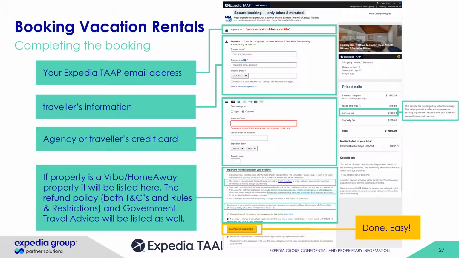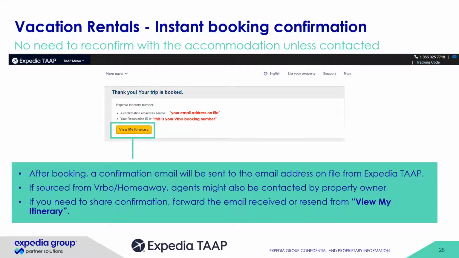There might be differences when it comes to managing that booking. So it's always good to note if it's a Vrbo property or not. After completing the booking, an instant confirmation will be emailed to the email address on file. And if it's a Vrbo HomeAway property, they'll also send you a confirmation. If you put a phone number with the booking, sometimes the property manager might send a text message to that phone number as well, just confirming your stay. We've seen that happen. So it varies by property as well.